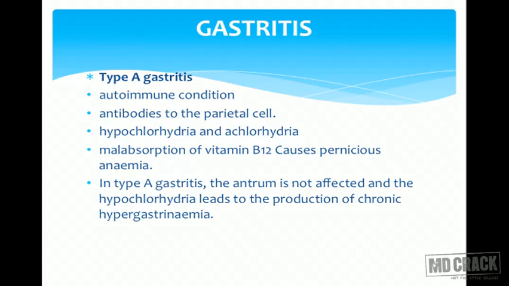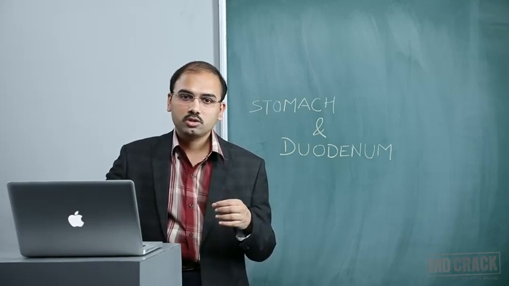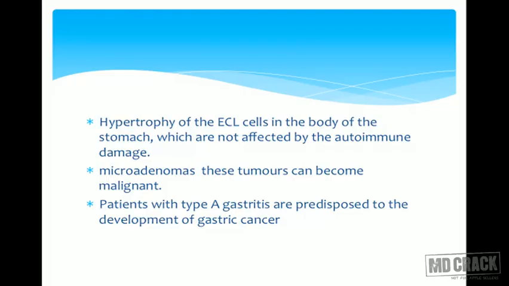In type A gastritis, the antrum is not affected and the hypochlorhydria leads to chronic hypergastrinemia. In response to decreased acid, gastrin is stimulated so that the gastrin levels increase. Once the gastrin levels in the body rise, it will produce hypertrophy of the ECL cells of the body of the stomach, which are not affected by autoimmune damage. Once this hypertrophy of the cells occurs, it will produce multiple microadenomas. Microadenomas can become malignant. This is how autoimmune gastritis, or type A gastritis, is more prone to gastric malignancies.